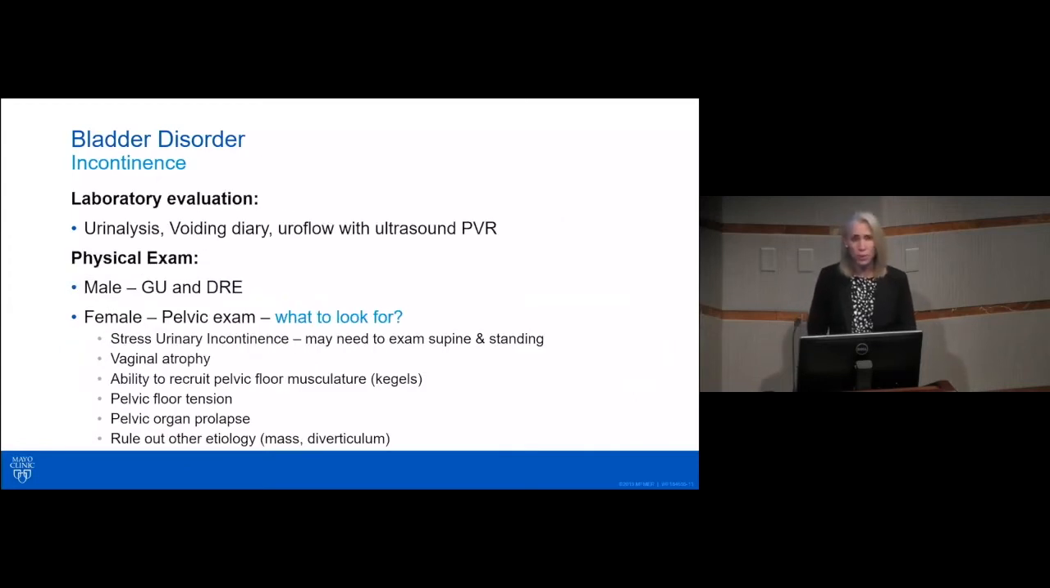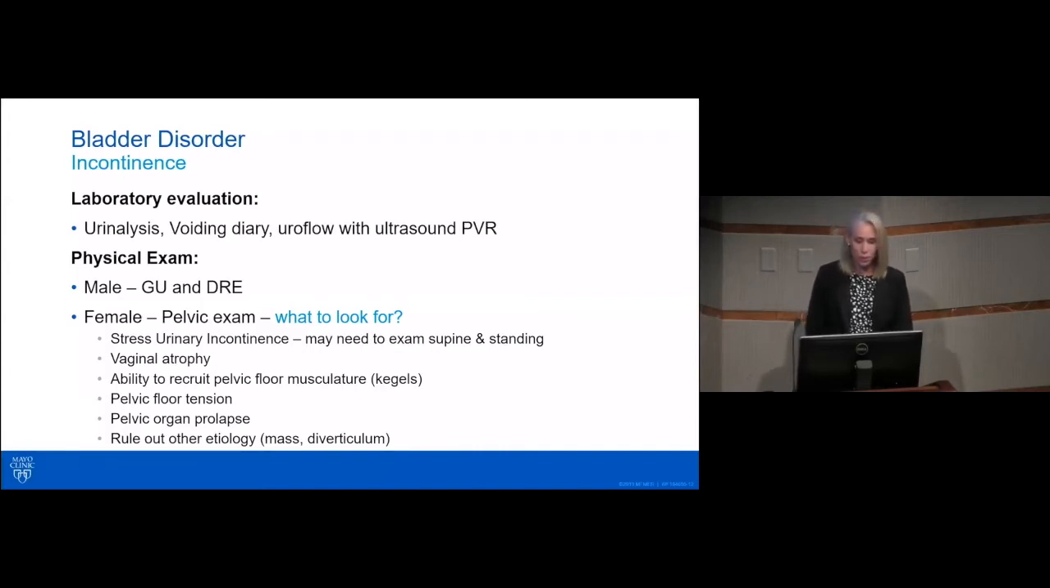When you evaluate somebody with incontinence, you want to get a urinalysis, voiding diary, a uroflow with ultrasound residual. In men, you want to examine with a genitourinary exam, digital rectal exam. Females, you want to get a pelvic exam. And what are you looking for? With females, you want to evaluate for stress incontinence. You may need to not only examine for stress incontinence in the supine position, but sometimes women will leak more so in the standing position and not in the supine position. So you want to do an exam in both.